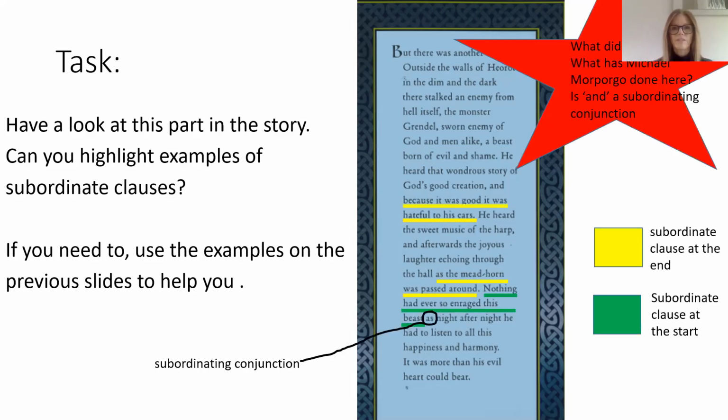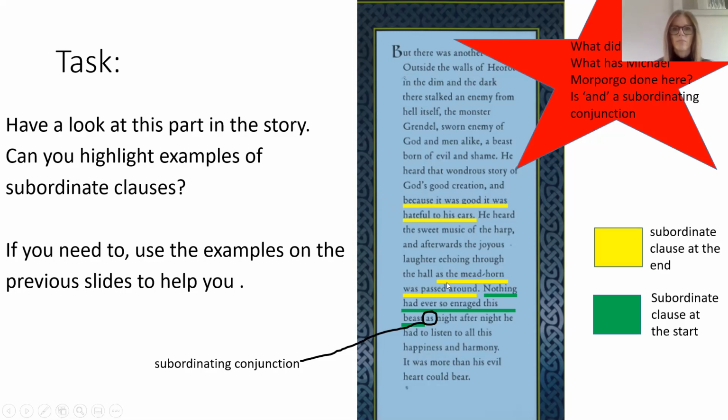Okay, I hope you were successful with that task. Let's now have a look here. So, 2 examples of subordinate clauses. I've got one here: because it was good, it was hateful to his ears. So the sentence: he heard that wondrous story of God's good creation, and because, remember we said that because was a conjunction, because it was good, it was hateful to his ears. And then there's another example here.